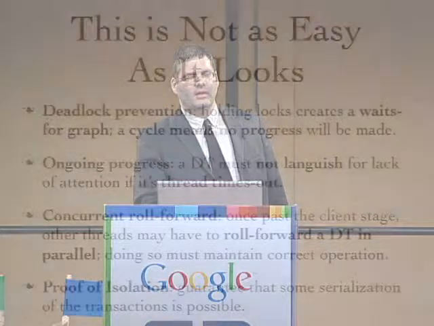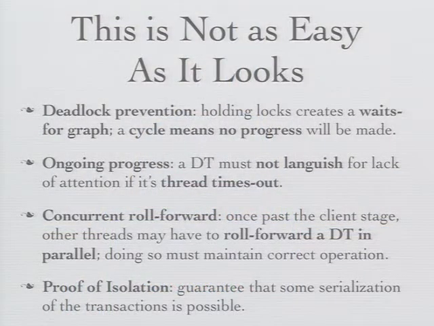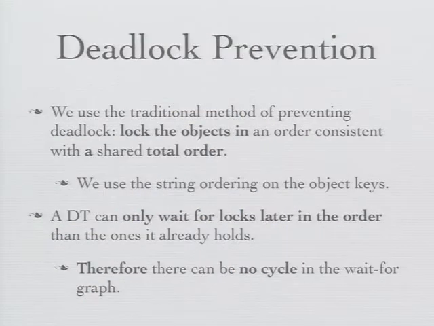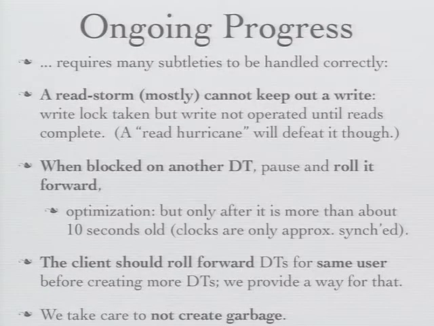Proof of isolation. We need to guarantee all these properties where no one can see things happening in between. So deadlock prevention, we talked about that. Get locks in a certain order. Ongoing progress. We want read storms. I think Ryan once said in a talk, found at Google, is 10 to 100 times as many reads per writes in web apps. So this is optimized so that if you have a write and lots of people are reading that object, those reads can't keep out your write.